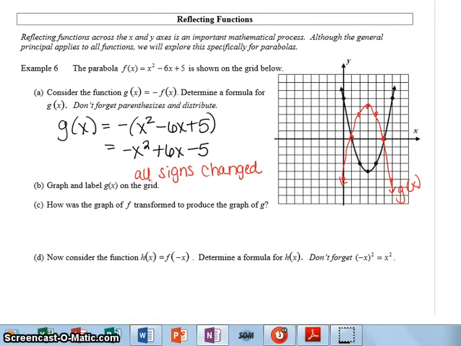Okay. How is the graph of f transformed to produce it? It was a reflection over the x-axis. Okay, it was a reflection over the x-axis.